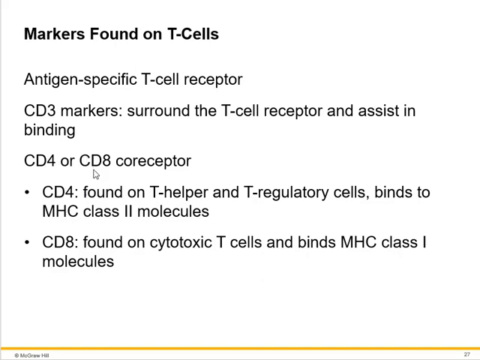The CD4 and CD8 co-receptors also help assist in a better fit. The CD4 also defines the type of cell that it's like a T helper or T regulatory set of cells. CD8 are found on the cytotoxic T cells. And the CD4 marker binds to and helps assist the MHC class 2 that's presenting the antigen to the T helper or T regulatory. And the CD8 marker helps to bind to the MHC class 1.